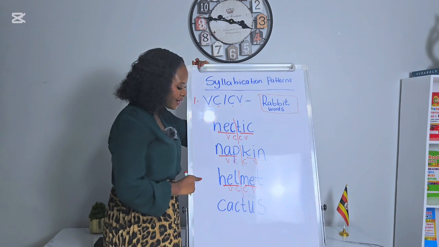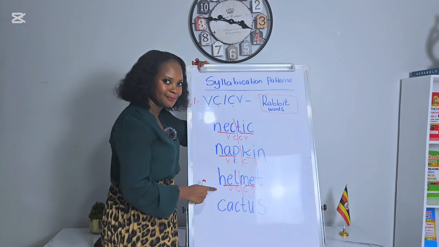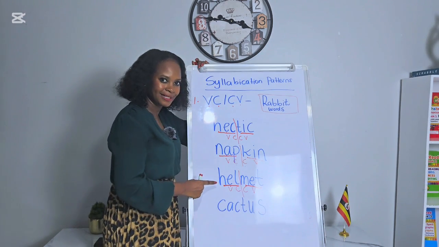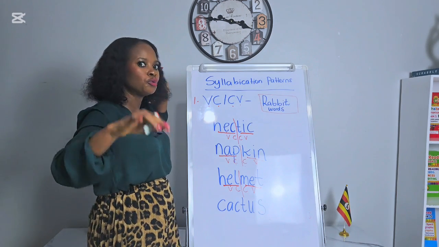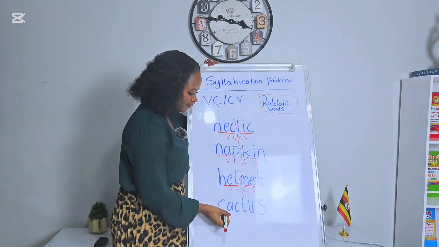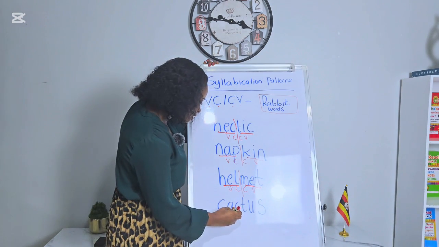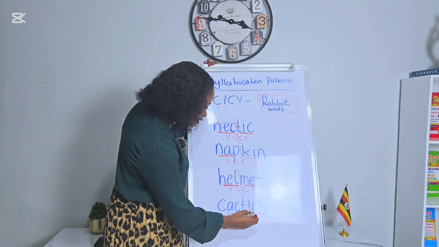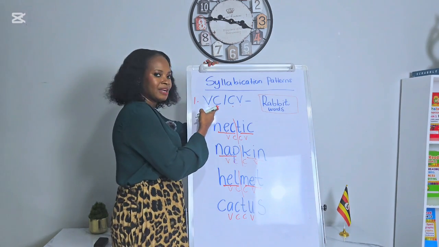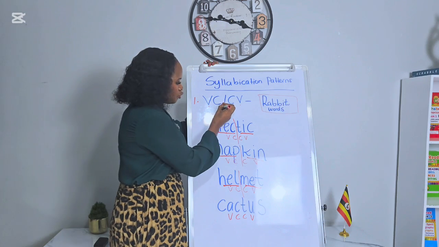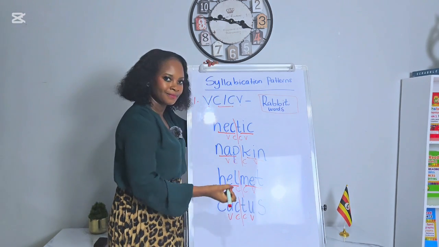Amazing. Okay, let's work it out together. Helmet. Let's blend. Helmet. What's the word? Helmet. You must have a helmet if you're going to skate. Good. Let's move to the next one. Identify your first vowel. Yes, we have consonant, consonant, and then vowel. What does the rule tell us? Split between two consonants. Okay, let's do just that.